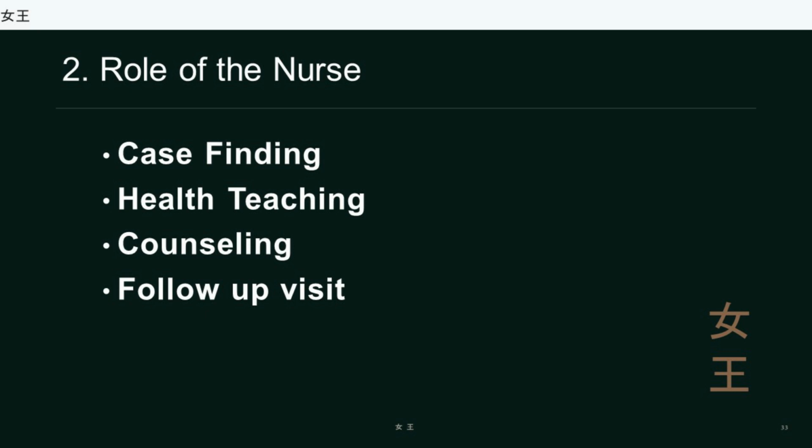Role of the nurse: case finding, health teaching, counseling, follow-up visit.